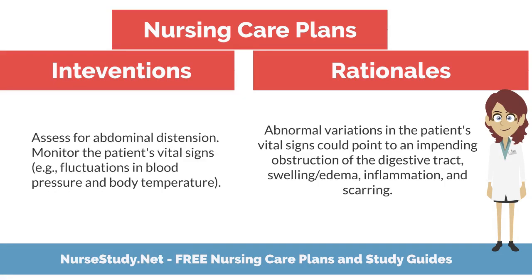Intervention. Assess the abdominal distension. Monitor the patient's vital signs for fluctuations in blood pressure and body temperature. Rationale. Abnormal variations in the patient's vital signs could point to a pending obstruction of the digestive tract. Swelling, edema, inflammation, and scarring should be noted.